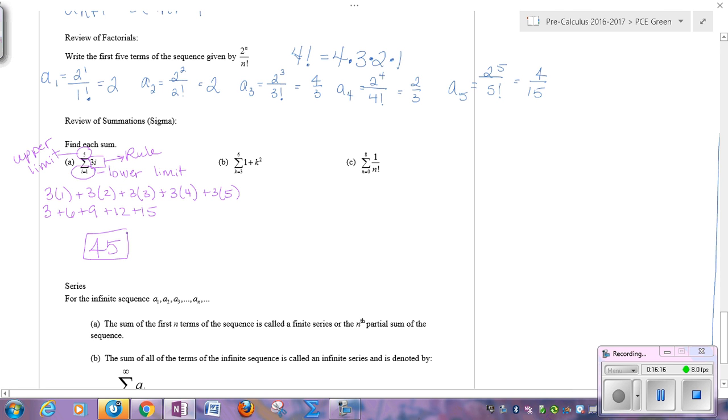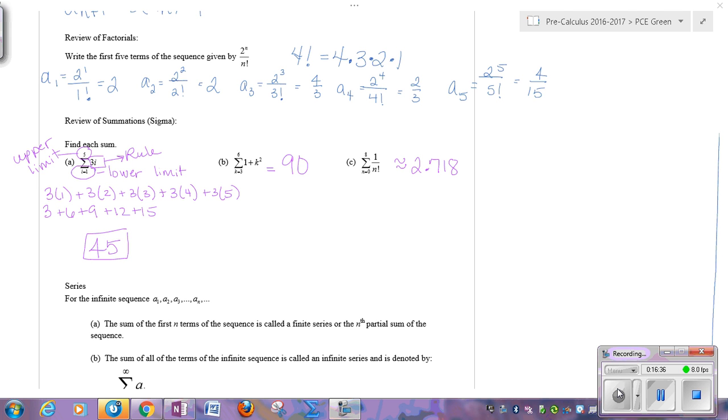So you're just finding, however many terms up to that upper limit, between your lower limit and your upper limit, and then you just put that value into the rule, find out each term, and then add them all together. So what I want you to do now is go ahead and find the sum of each one of those for parts B and C.